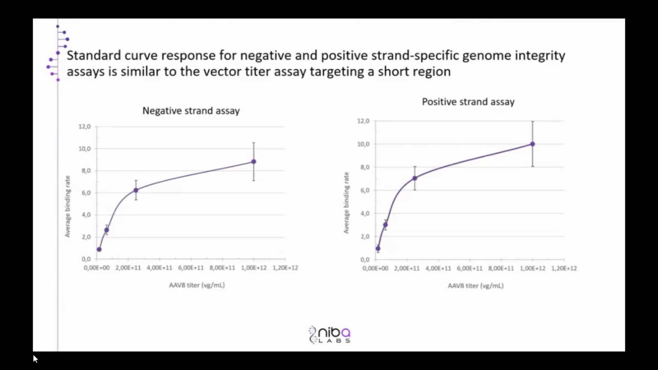And you can see that the shape of the curve is actually pretty much the same as it was with the genome titer assay. What you might notice is slightly higher variability in the response that we got at the highest concentration, and this is for both negative and positive strands.